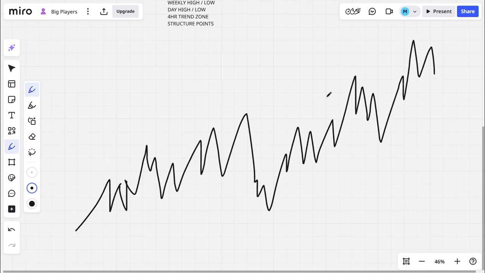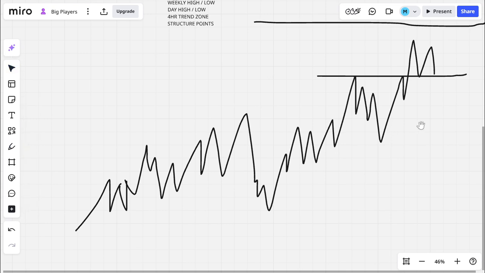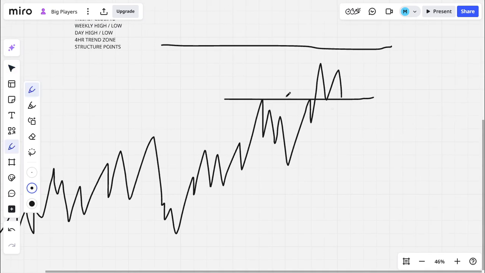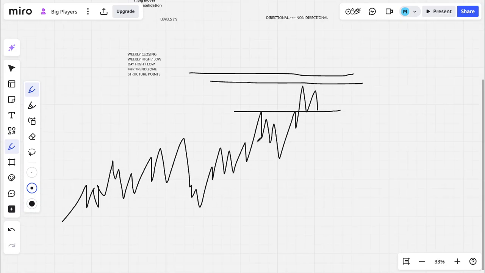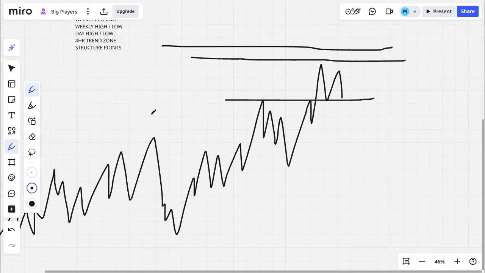Now we got our levels marked. For example, this is the 4-hour level over here. We got a weekly level over here, we got a weekly high over here. And then we have got daily high over here, we have got our weekly closing over here. Now we have got these 4-5 points. We don't need to mark everything, we'll just mark the daily high, low, weekly high, low, near to the price.